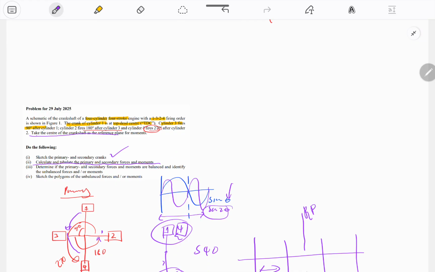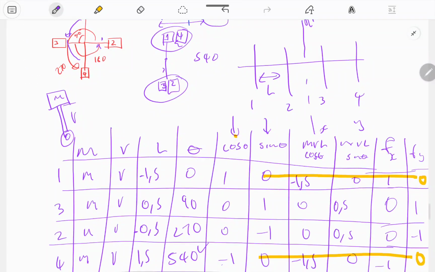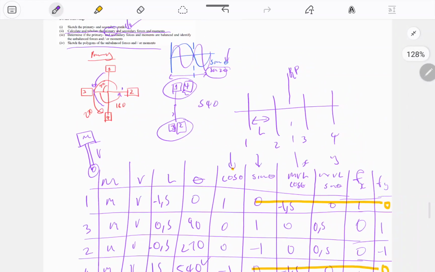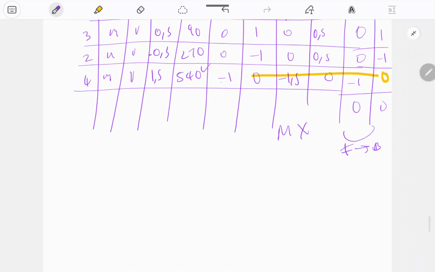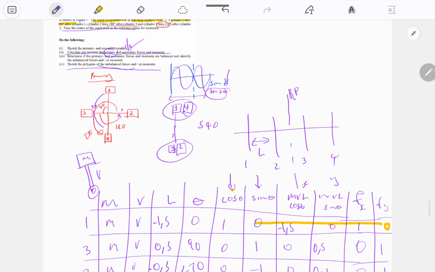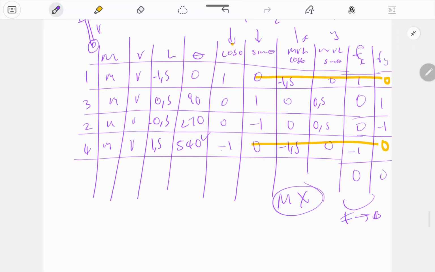Okay, I'm only going to do primary to make the video short. For secondary, you just make these angles times 2, all of them. So it'd be literally the same thing. Okay, and determine if, okay, we already did that part. And then I think the last part to do is just sketching the polygon, and then that's all. We're sketching a polygon of this guy, of unbalanced forces or moment. I already know from here moment is unbalanced.